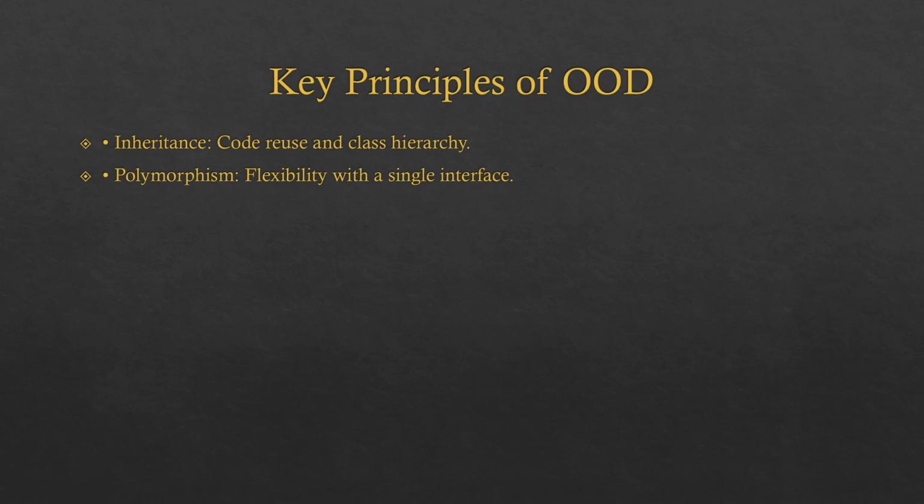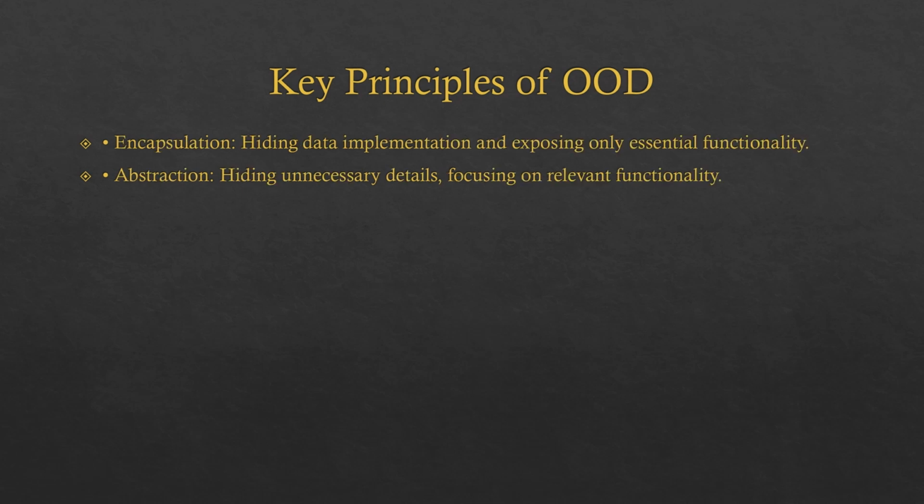We also explored inheritance, which allows us to reuse code and create class hierarchies, and polymorphism, which allows one interface to represent multiple behaviors. These principles are essential for creating flexible and extensible systems. Encapsulation ensures data integrity by restricting access to certain parts of an object, while abstraction simplifies complex systems by hiding implementation details. Together, these principles help developers create robust and maintainable systems.